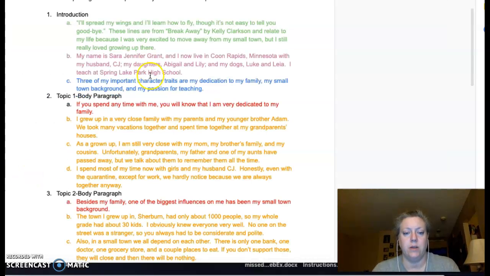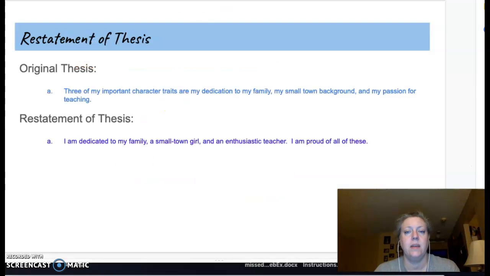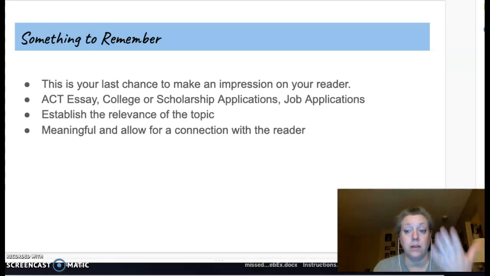And here is how it looks on my outline. So in my conclusion, I have replaced the words restatement of thesis with that. And then, very last, is maybe the hardest part. So the end of the paper is called the clincher, the closer, or I like to call it something to remember, because this is your very last chance to make an impression on your reader.